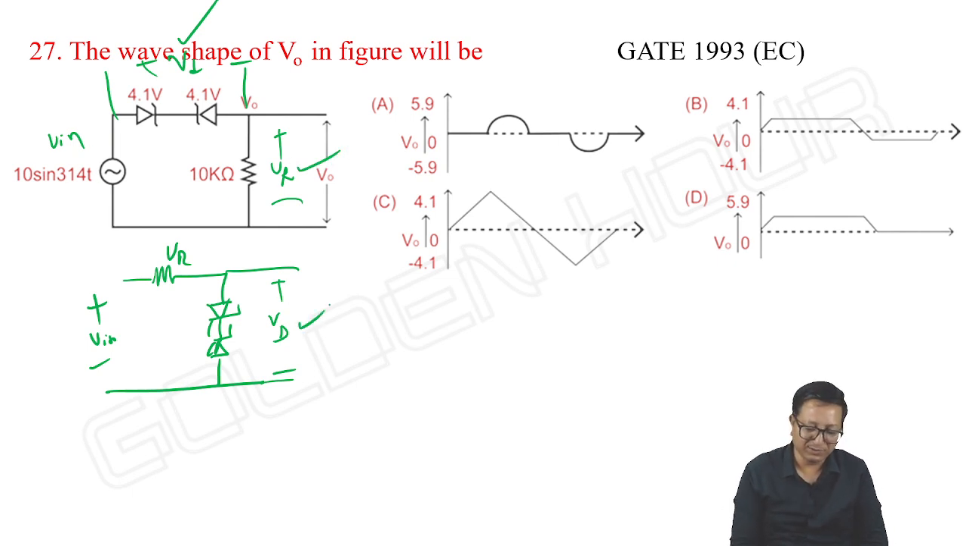Here also, what is VD? Right, VD we have seen. But anyway, VR is equal to V in minus VD. VD is already known, VR we need to find. So as simple as that.